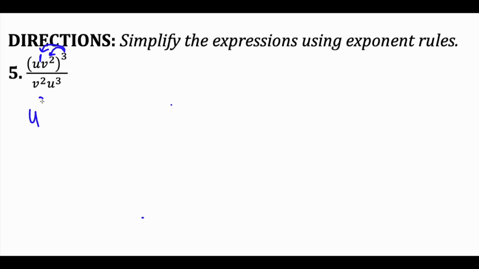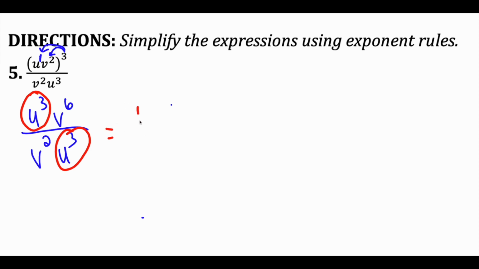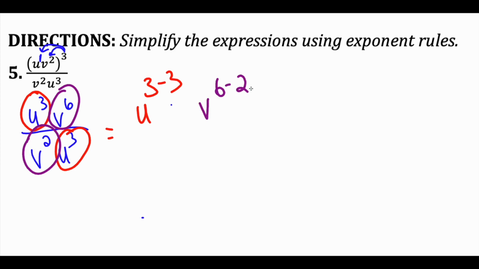So I will have u to the third, v, 2 times 3 is 6. And this is over v squared, u to the third on the denominator that I did not do anything with yet. So now what I'm going to do is combine them together. So I'm going to take my u's, and the u's will give me u to the 3 minus 3, which will just be u to the 0. And my v's, my two v terms, I have v, 6 minus 2.